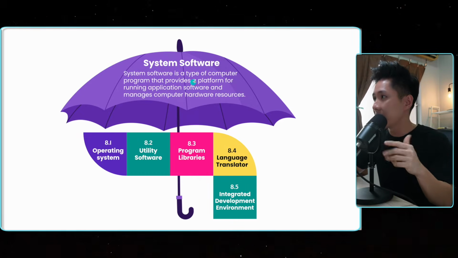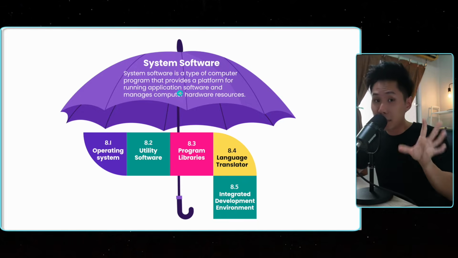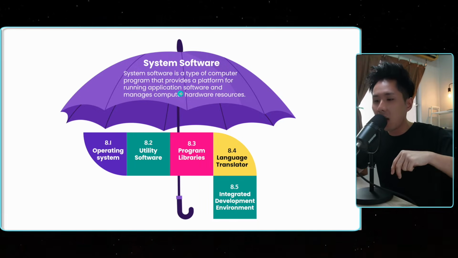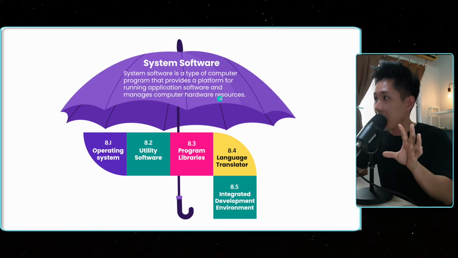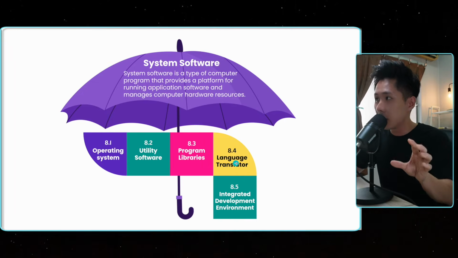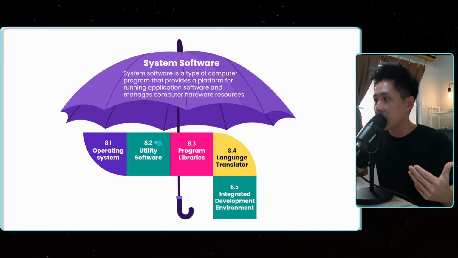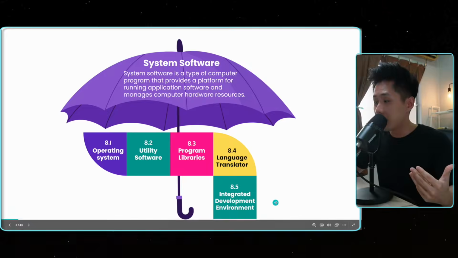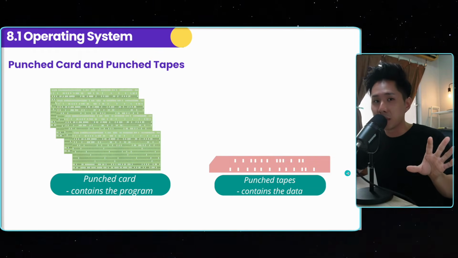To define it, it is the type of computer program that provides a platform for running application software, which is all the other software besides system software, and manages computer hardware resources. So all these different software here fall under the umbrella of what we call system software: the OS, utility software, program library, language translator, and eventually the IDE. So let's look at what an operating system is.